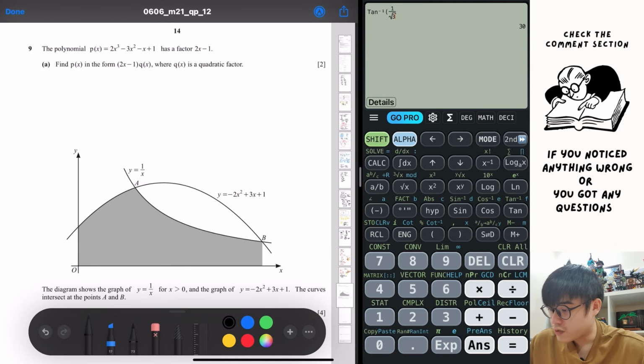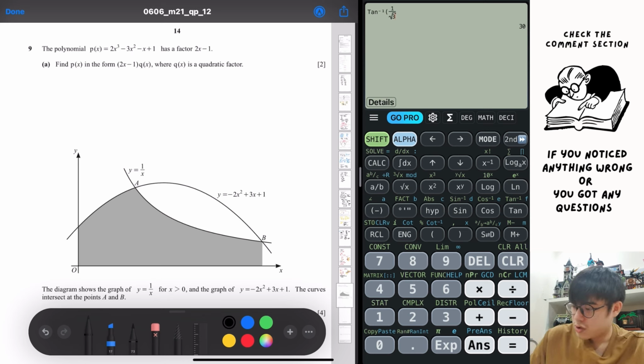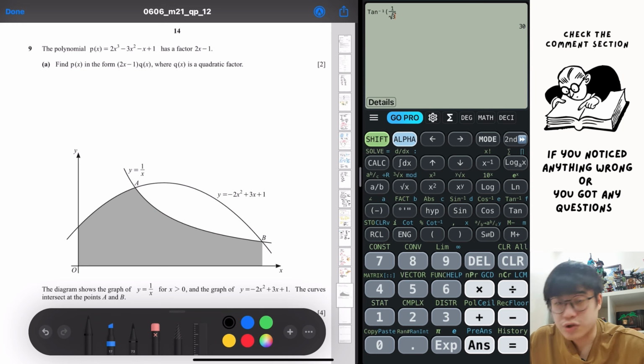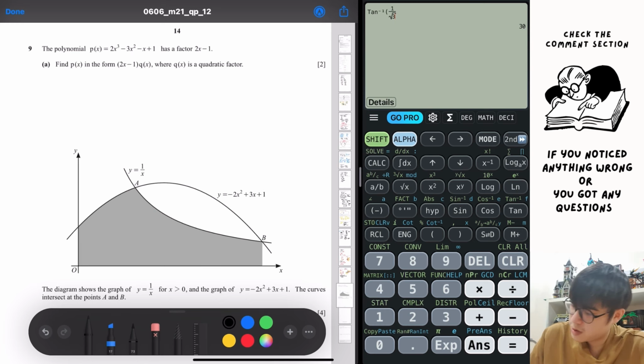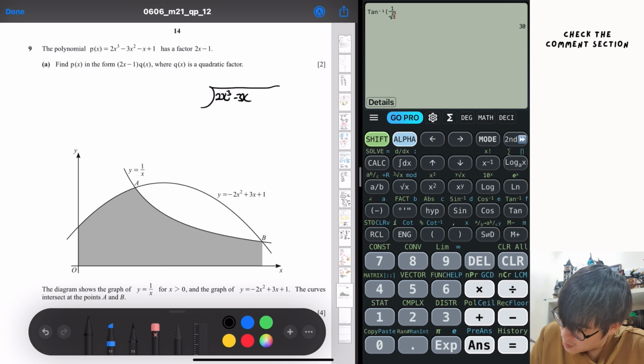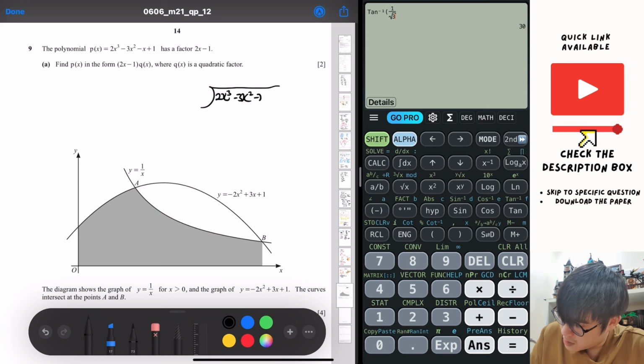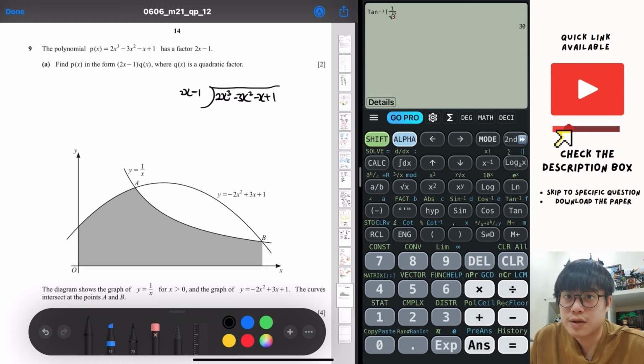Okay, they want us to find the q(x) value. Alright. So to get to the quadratic factor, you have to run the division process here to get it done. So we have 2x cubed minus 3x squared minus x plus 1, divided by 2x minus 1 here. To get it done, you're required to check.